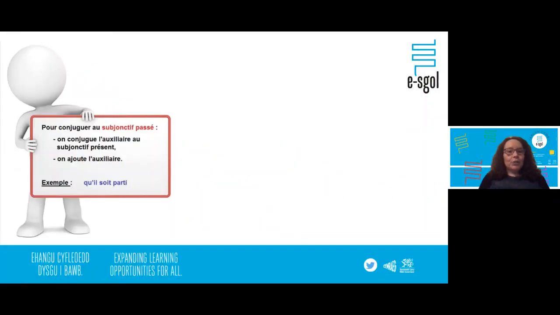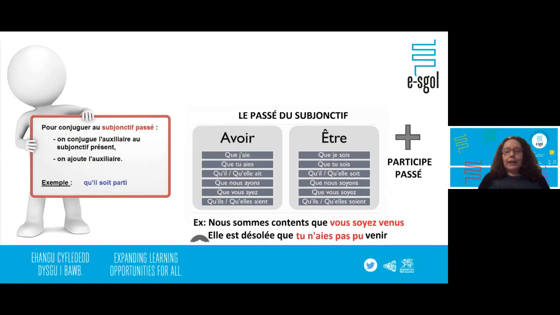In the past tense, le subjonctif au passé, it's pretty easy. Once you've learned avoir and être in the subjunctive, that would be your auxiliary verb, and then the past participle just comes in as normal. So for example, nous sommes contents que vous soyez venus. So the only difference there is soyez. And elle est désolée que tu sois pu venir. And again, the only difference there is the I.